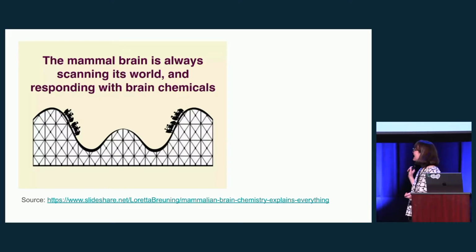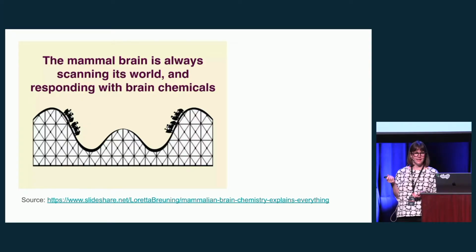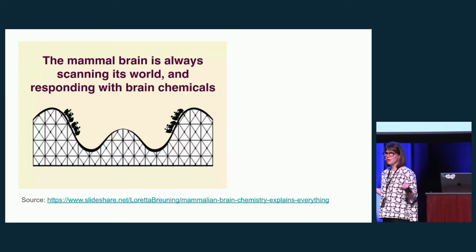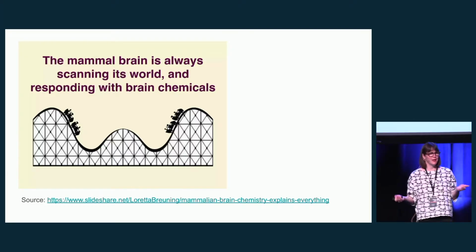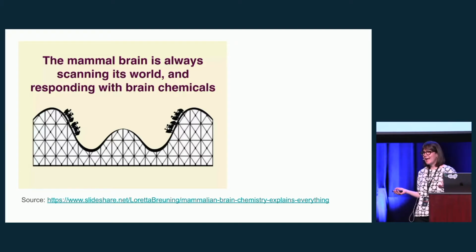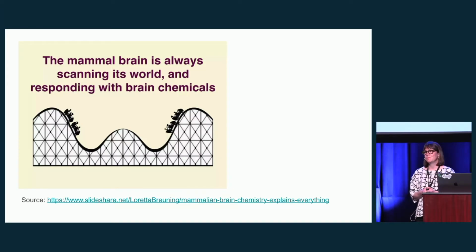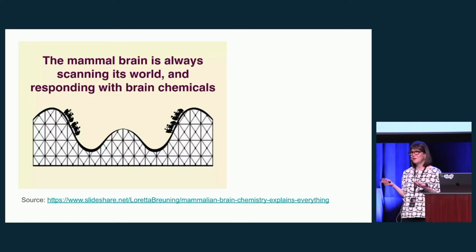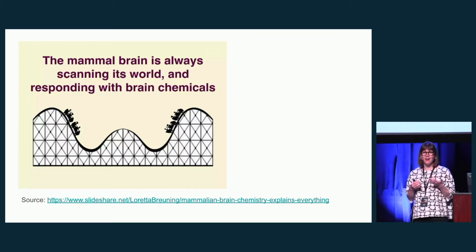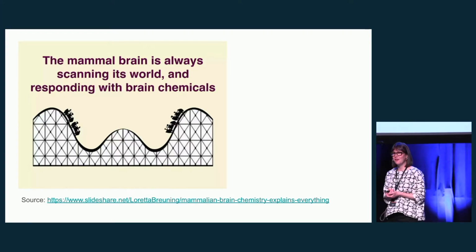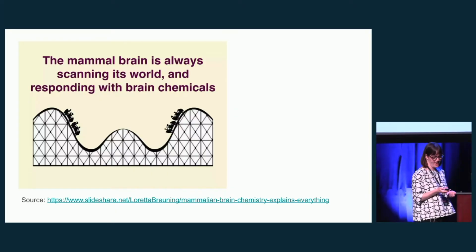So here's an example of a seductive detail, or a seductive detail visual. What does this image make you think of? Are you thinking about the mammalian brain? Are you thinking about scanning or responding to signals in the world, or brain chemicals? I'm not sure why this very brilliant person selected a roller coaster here for this point, but these things are everywhere. I went to a random SlideShare about mammalian brain chemistry and was able to find a seductive detail in the first 3 slides.